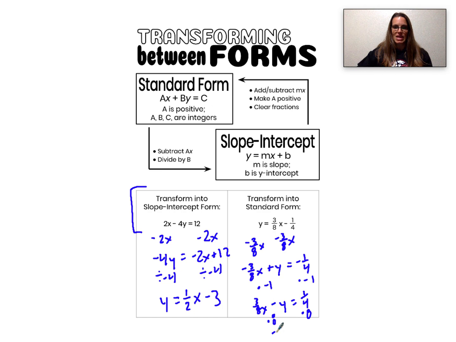3/8 x times 8 is 3x, minus 8 times y is minus 8y, equals 1/4 times 8, which is 2. This is standard form. A is positive, there are no fractions, and my terms are in the correct order. 3x minus 8y equals 2. Again, these equations represent the same line. They represent the same pattern. I've just transformed my slope-intercept equation into standard form.